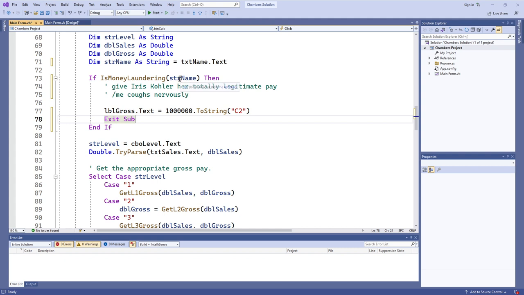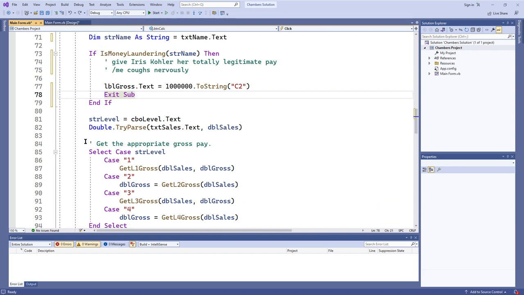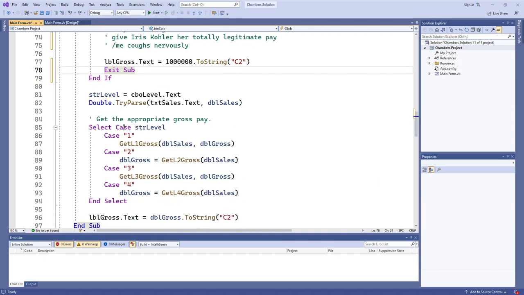All we have to worry about is the name Iris Kohler? If so, make sure that it's 1 million. In all other cases, when the name is not Iris Kohler, then we can worry about the level of the employee. Then we can worry about the sales. So let's see what that looks like.